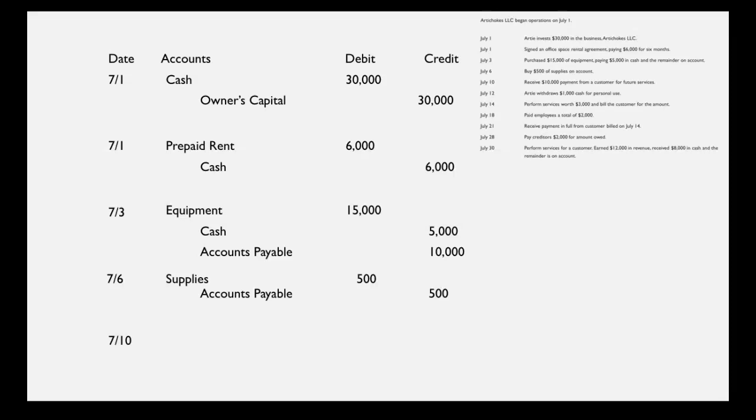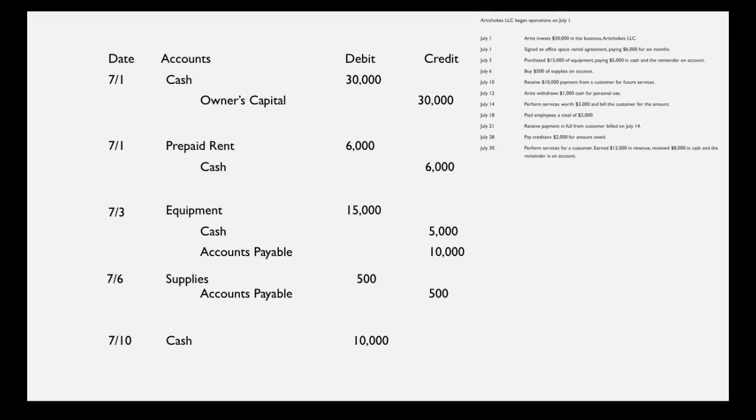Now, on July 10th, we received $10,000 in payment from a customer for future services. So here we are getting money, right? We're getting $10,000. So we need to show that we're getting that money. So we debit our cash to make our cash account increase because cash is an asset and assets go up with debits.